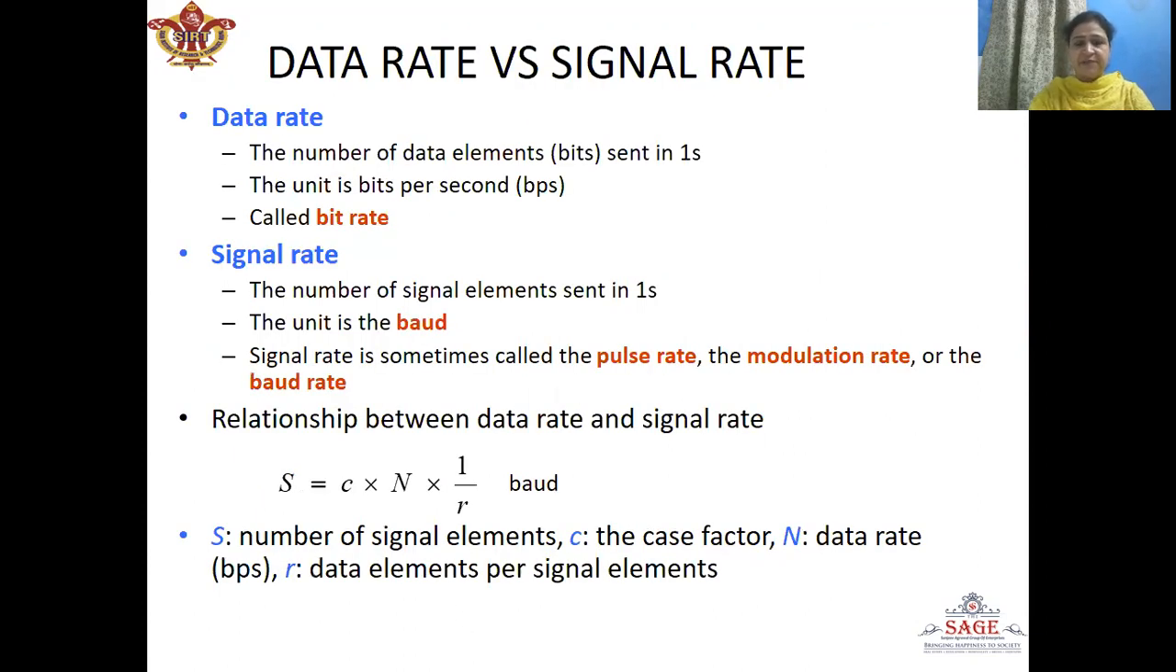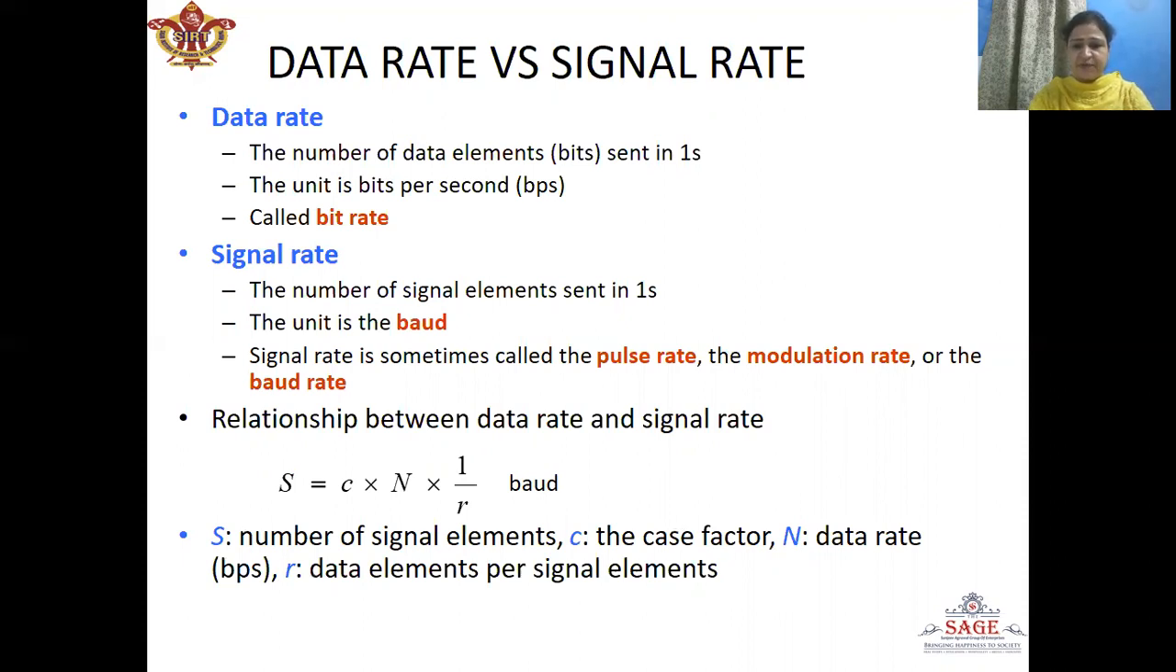Now, the difference between the data rate and the signal rate. Data rate is the number of data elements sent in 1 second. Since data elements are represented by bits, its unit is bits per second, and it is also called bit rate. Whereas signal rate is the number of signal elements transmitted in 1 second. Its unit is the baud. Signal rate is also called pulse rate, modulation rate, or baud rate.